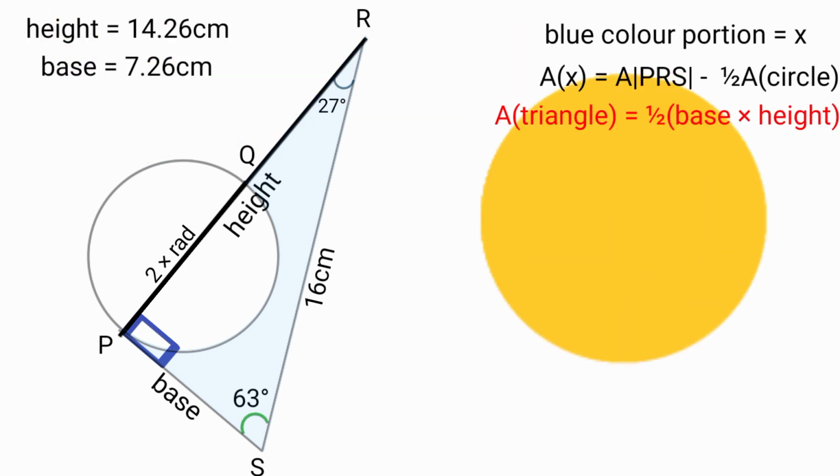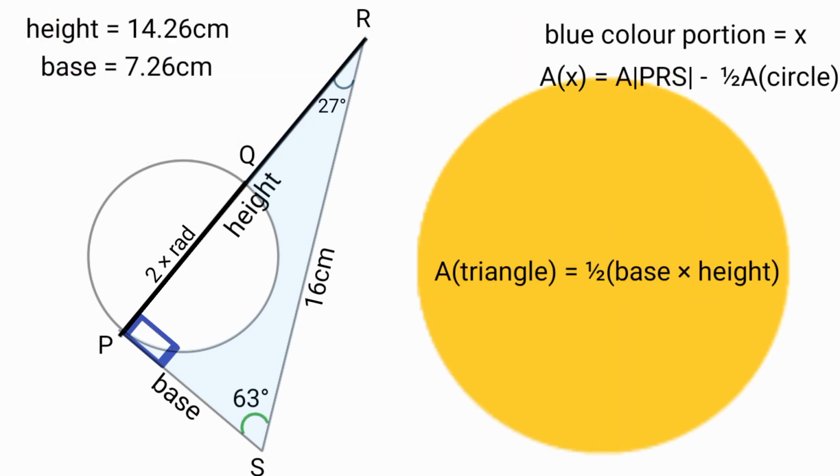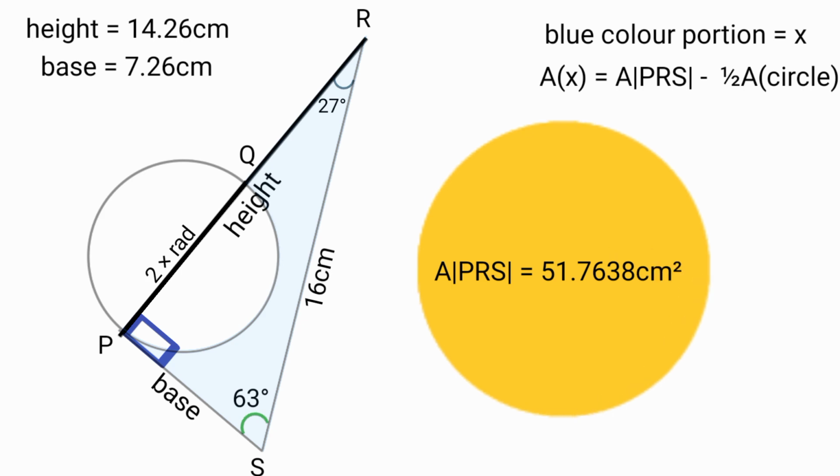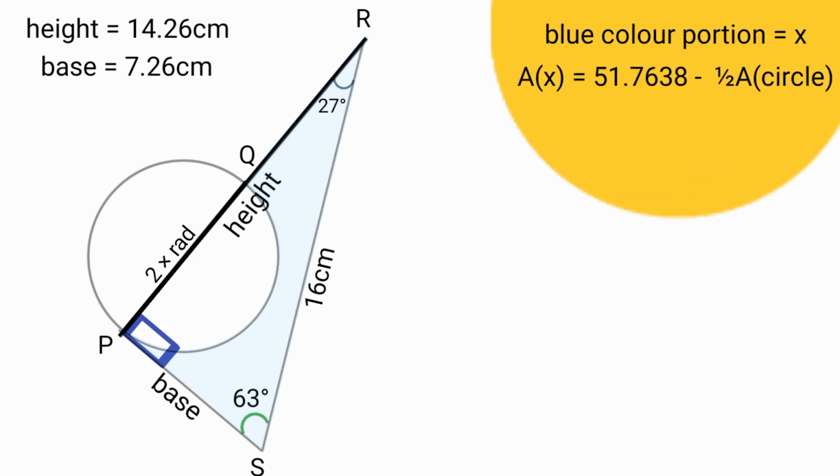If we substitute them here to find the area of PRS, area equals 1 over 2 times 14.26 times 7.26, which is 51.7638. So the area of triangle PRS is found to be 51.7638 centimeters squared. If we substitute it here now, area of X equals 51.7638 minus half the area of the circle.